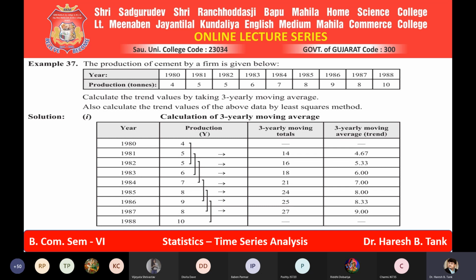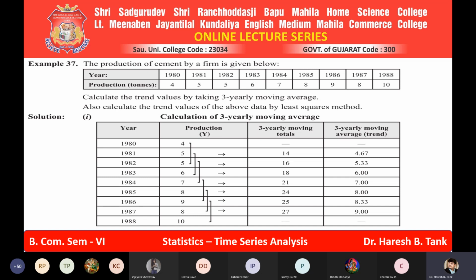The production of cement by a firm is given below. Here, production in tons is given, starting from 1980, 81, 82, and so on up to 88. Calculate the trend values by taking a 3-yearly moving average, which is the first case. Try to read it again: you have to get trend values by taking a 3-yearly moving average. The second case is also to calculate the trend values of the above data by the least squares method.